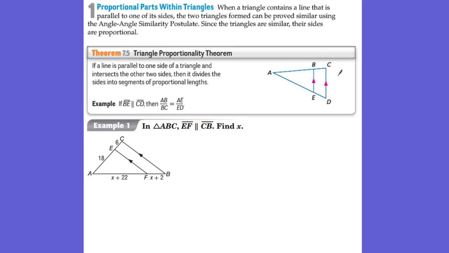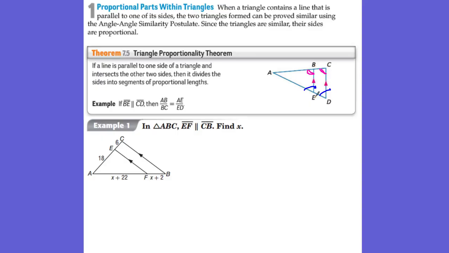Okay, so when we have a situation where one triangle is included in a bigger triangle, and two of their sides are parallel, remember these little arrows mean that the sides are parallel, then we have some corresponding angles. So if BE is parallel to CD, then angle BEA is corresponding with CDA, so those are congruent. So these two angles are congruent, and technically angle ABE and ACD are also corresponding, so they're congruent.